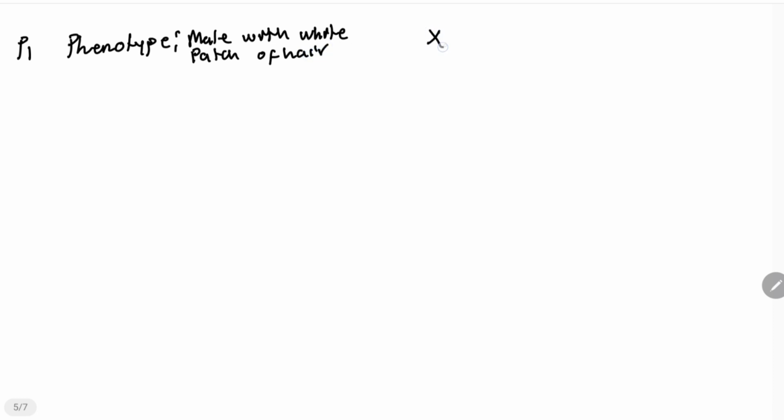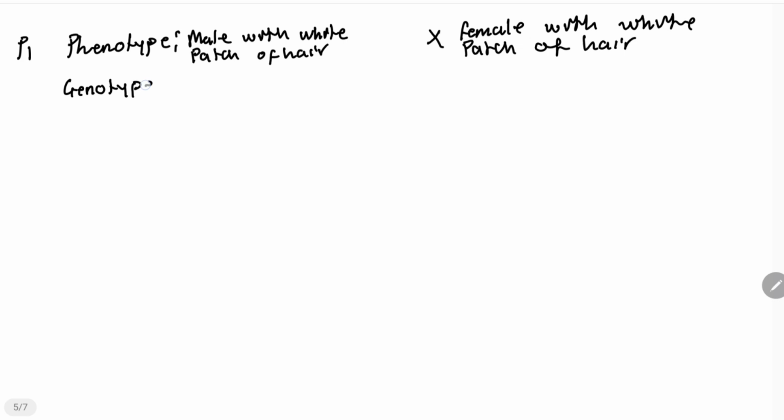Male with a white patch of hair crossed with female with a white patch of hair. Right below the phenotype, I know what is to follow has to be the genotype. Now, I already determined that since these 2 parents were able to produce an offspring without the white patch of hair, their genotype has to be capital letter H, small letter h, crossed with capital letter H, small letter h, right?